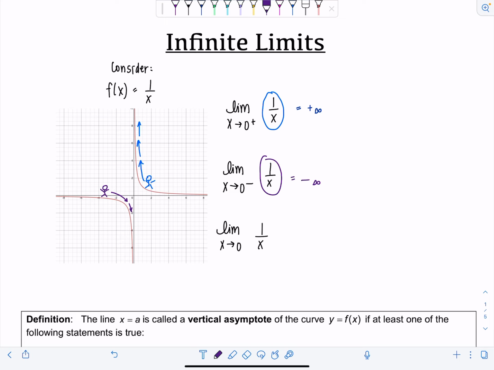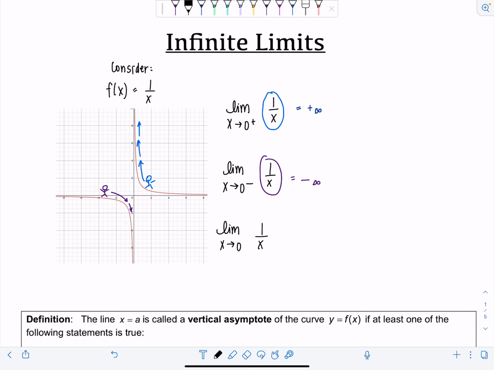Good. And then notice the last limit here is the limit as x approaches 0, and we're not specifying from which side, of 1 over x. So remember, when we're evaluating two-sided limits, we have to make sure that the limit from the left is equal to the limit from the right. And they're not equal in this case. Notice, as x approaches 0 from the right, 1 over x approaches positive infinity. And when x approaches 0 from the left, 1 over x approaches negative infinity. So for that reason, we say that the limit as x approaches 0 of 1 over x does not exist. All right?